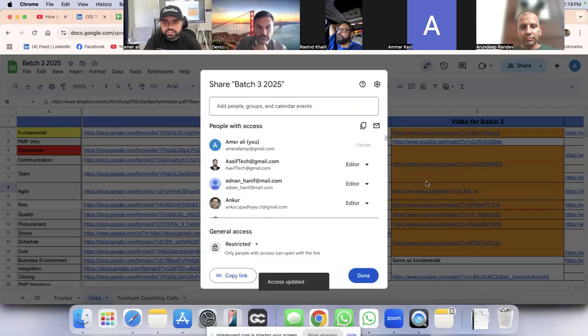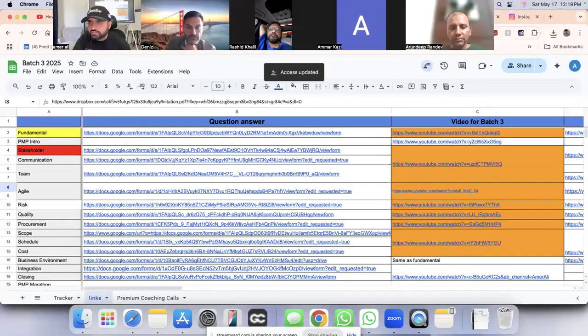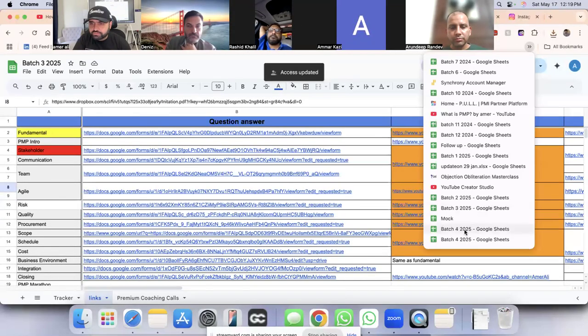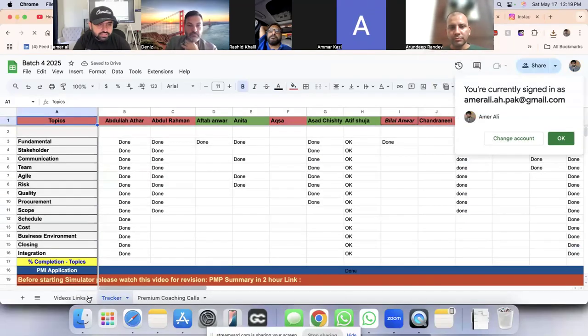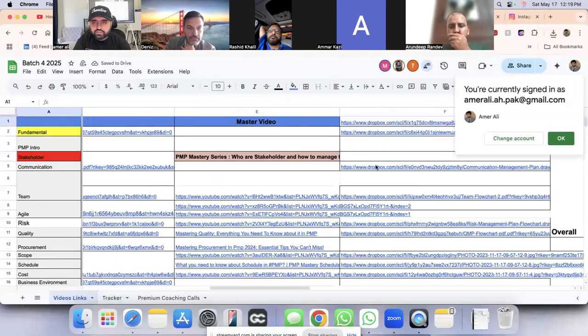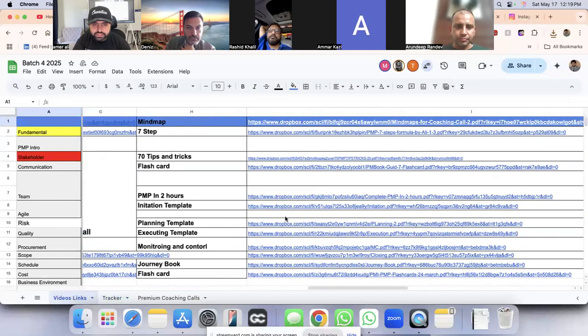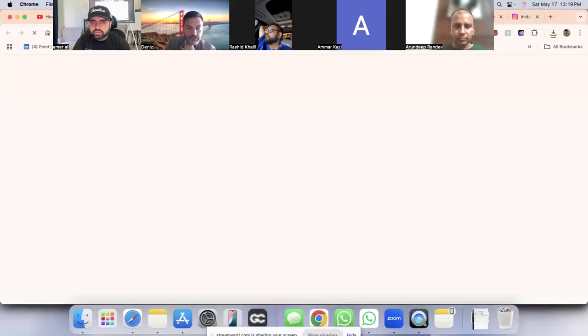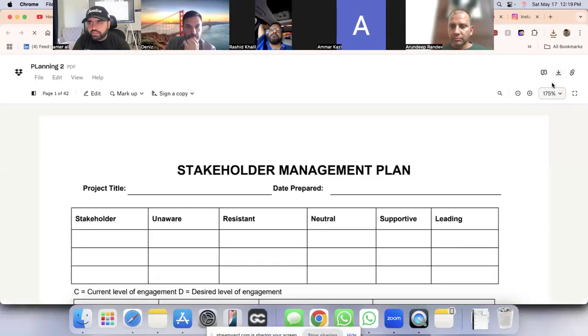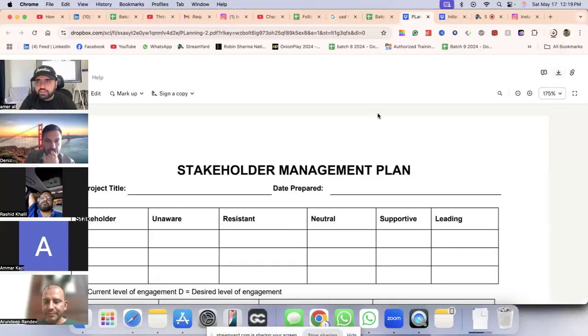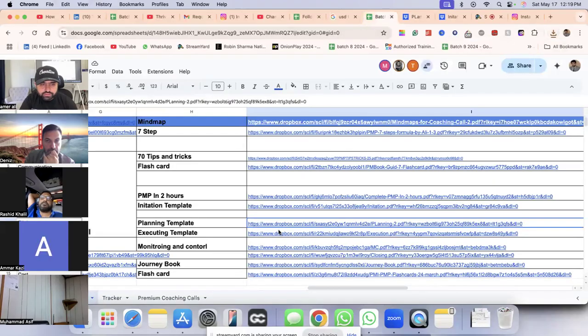So let's say this is batch 3 or batch 4. Let me go to batch 4. Okay, you are batch 4, you have this tracker sheet, you go to video link, and if you scroll to the end, in the overall area, you do see initiation, planning, all of them. So you can download those templates if you want. Otherwise, if you are unable to download, let me know. I will look into that.